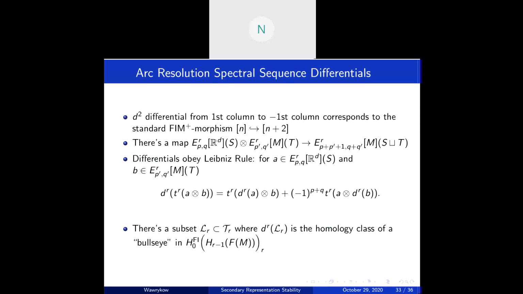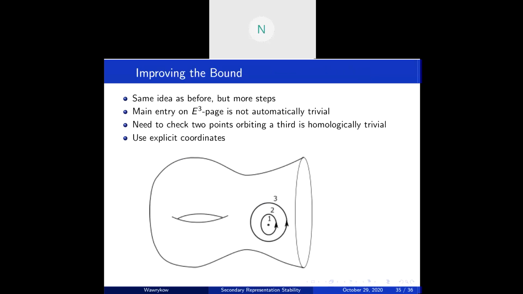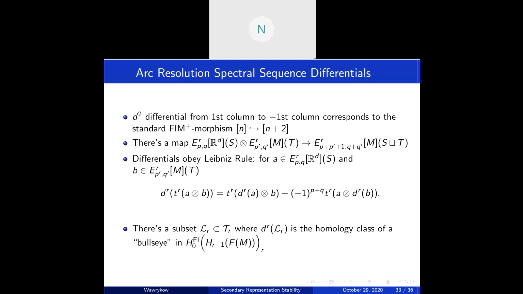If I skip down to the bottom of my thing here, this is what the bullseye looks like when you have 3 points. Okay, let's see. Going back. So that'll be something nice. And this bullseye is really going to be an element of that arc resolution spectral sequence on Rd. Nothing too crazy there. And so that's why we want to say something about that.